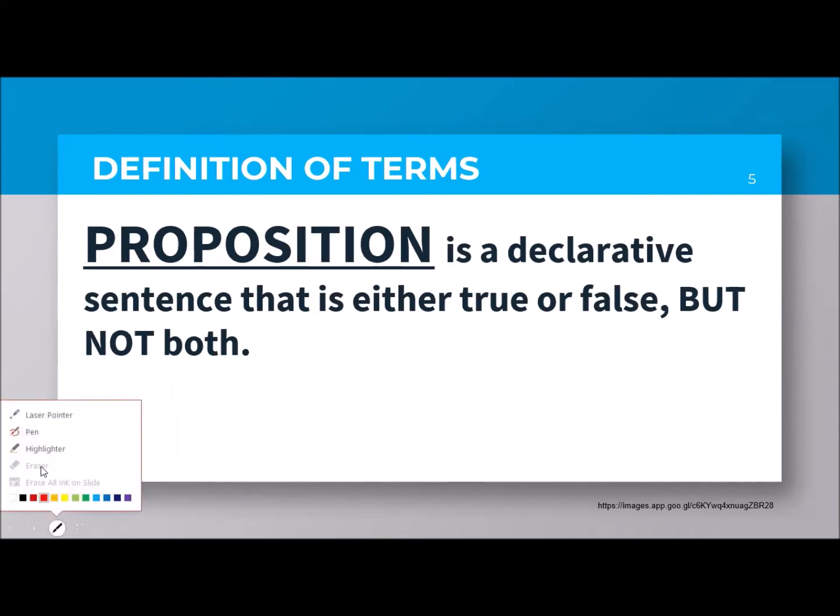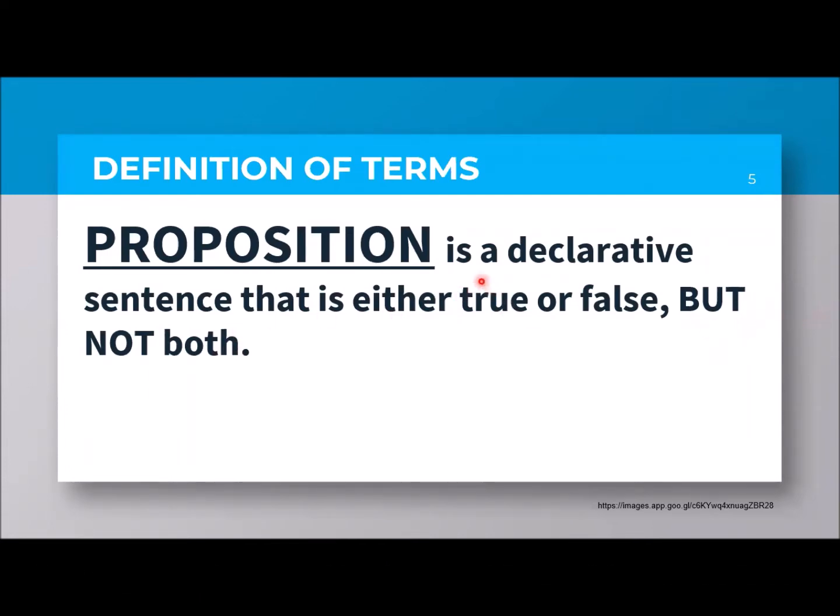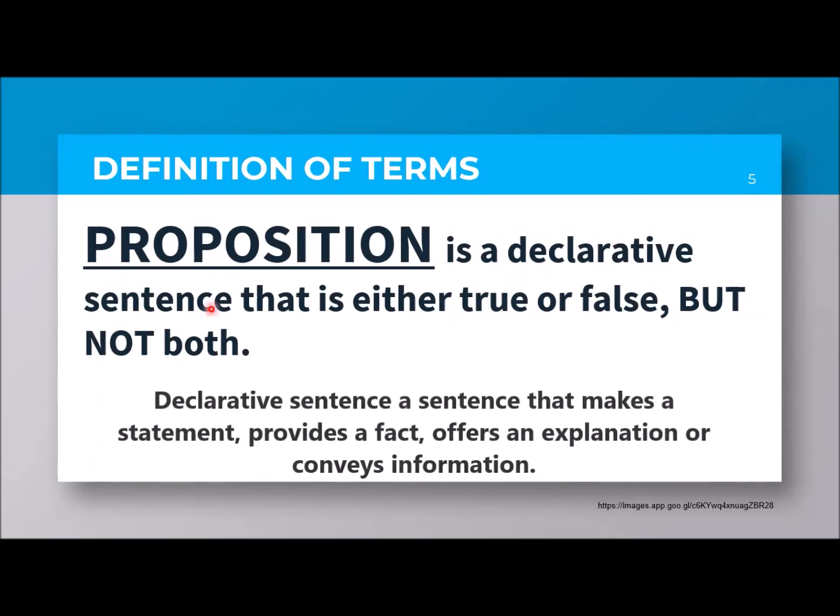Why is that? Because this statement cannot be both true and false. The sentence must be one where we know if it is correct or incorrect, because we're talking about arguments in this logic. And this declarative sentence talks about giving information, not posing a question, not giving instruction.